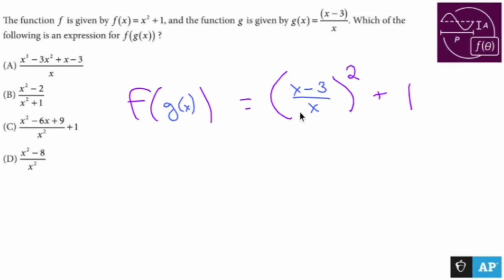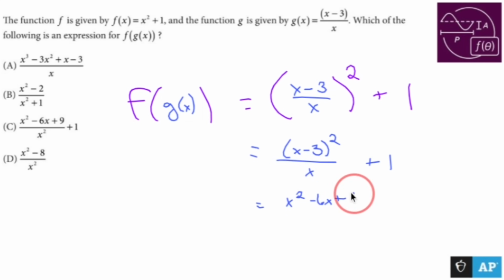Now, when you take a fraction and square it, you square the top and you square the bottom. So this becomes x minus 3 squared, a perfect square trinomial, over x, plus 1. Taking it one step further, x minus 3 times itself means you FOIL it out. So I'm going to do that using the shortcut. I've got x squared minus 6x plus 9 over x plus 1.